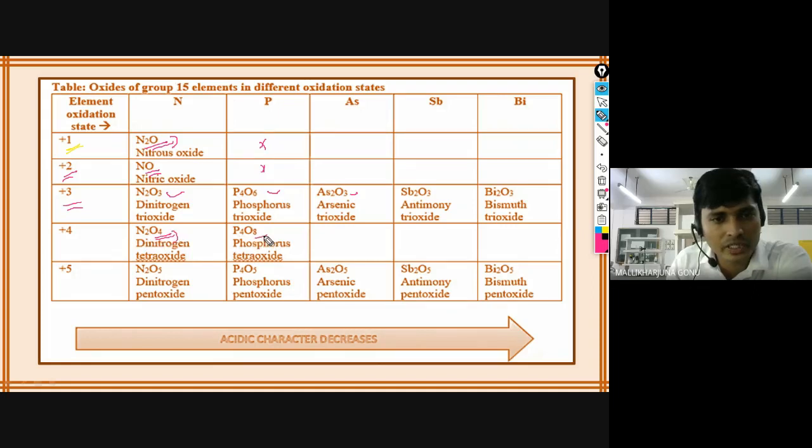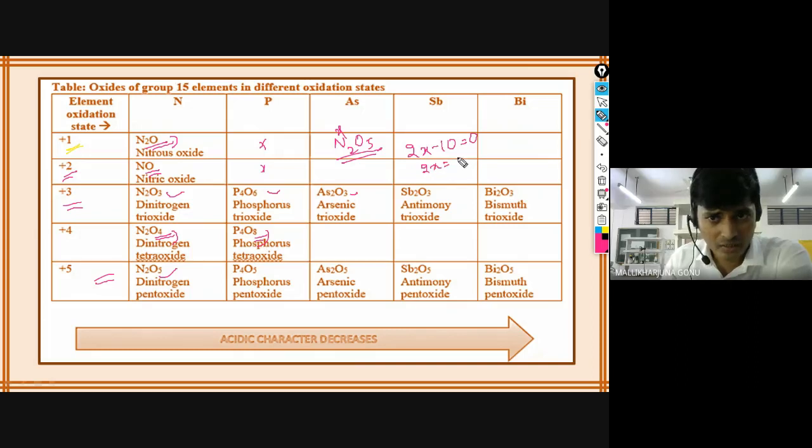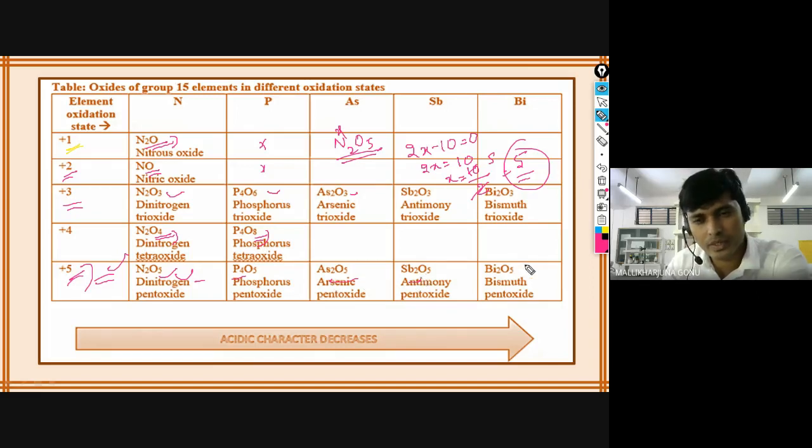In the +4 case, these are the familiar compounds. Okay, N2O5. How is the +5 coming here? For N2O5, how can you calculate the oxidation state once again? 2x plus 5 into -2, that is -10, is equal to 0. Total charge is 0. 2x is equal to +10. x is equal to 10 by 2, so 5. So for every compound you calculate. With +5, you can see almost all the compounds are forming. But it is not stable, be it Bi2O5 and all.